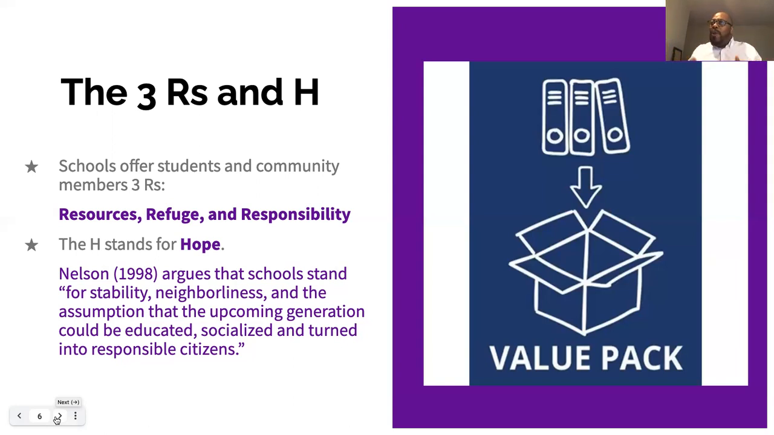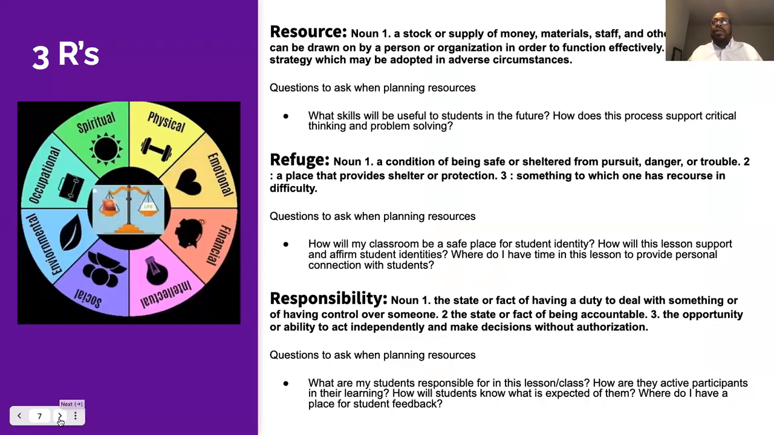So I think in that way, without those three R's, resources, refuge, and responsibility, our family would not have had hope that we would have been able to make it through those first hard years of being in America. And I use this as a way to really help understand that this is not just about teaching kids for today. It's really supporting ways of helping kids see that they have opportunities for tomorrow.